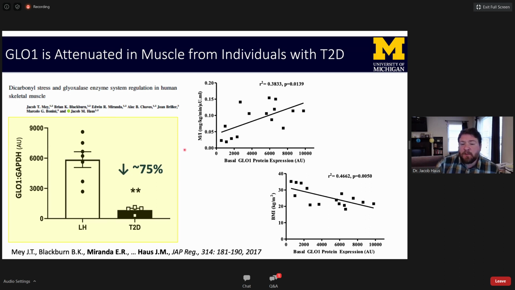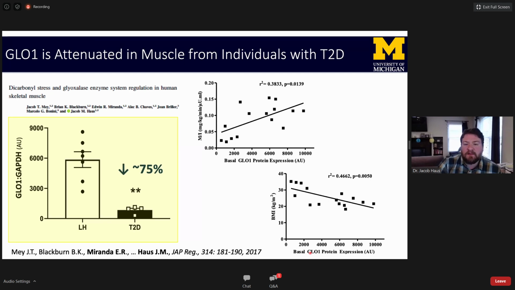Interestingly, we saw that GLO1 protein was positively correlated with insulin sensitivity as determined by the clamp-derived glucose disposal rate, the hyperinsulinemic euglycemic clamp, which is the gold standard for assessing insulin sensitivity. The higher the GLO1 expression, the more likely the individual was to have higher insulin sensitivity. Inverse to that, higher BMI resulted in lower amounts of GLO1 protein. This was very interesting to us.